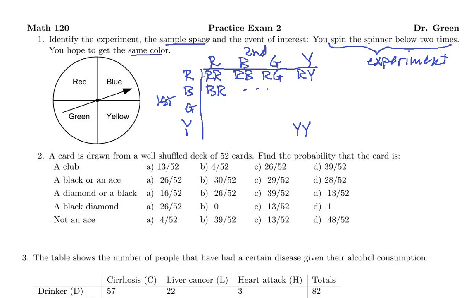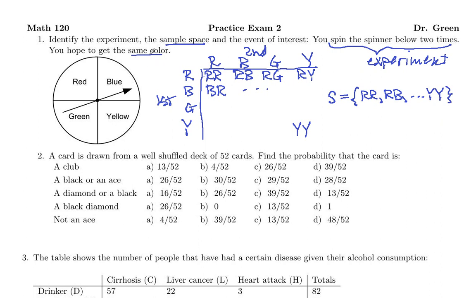And then our sample space, that's the set of all outcomes. So the sample space we denote with capital S, and that's the set of all outcomes. So starting with red, red, and then red, blue, and then going all the way down to the yellow, yellow. So 16 outcomes there, 4 times 4.